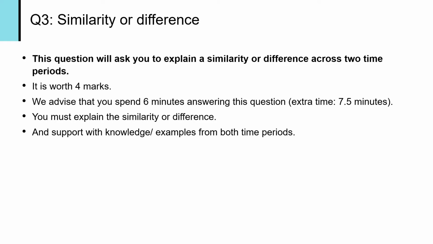Question 3 will ask you to explain a similarity or difference across two time periods. It is worth 4 marks, and we advise that you spend 6 minutes answering this question. However, if you have extra time, we advise that you spend 7.5 minutes answering the question. You must explain the similarity or difference, and then support this explanation with knowledge or examples from both time periods.